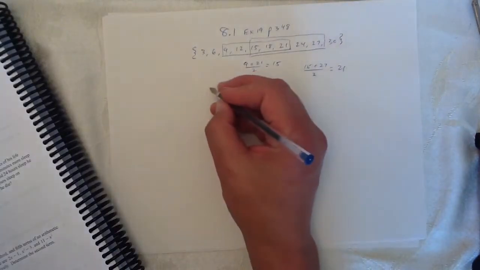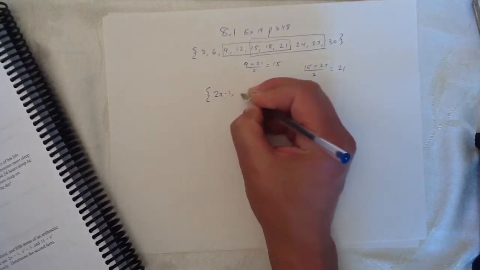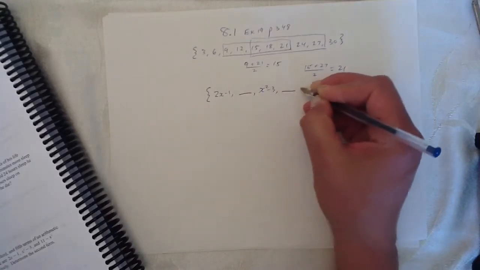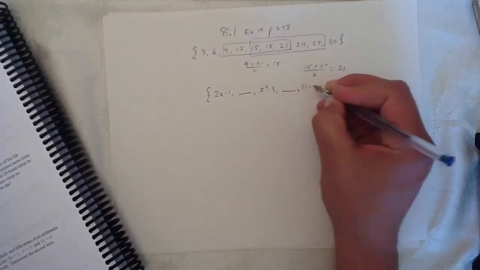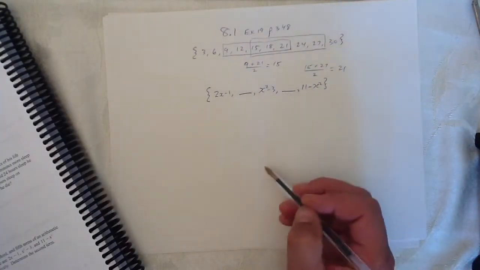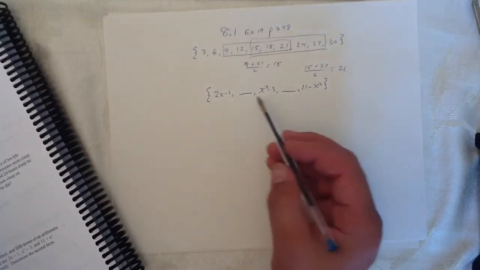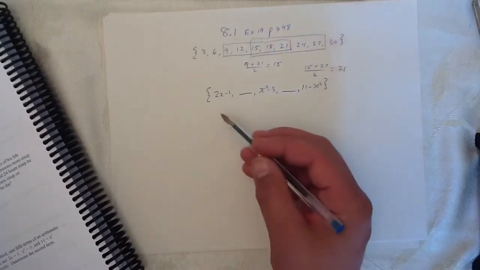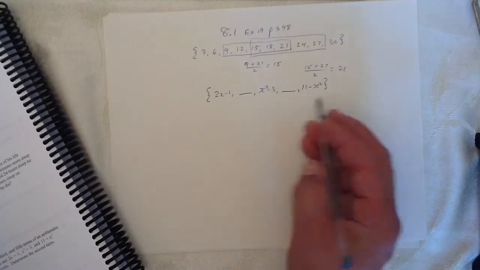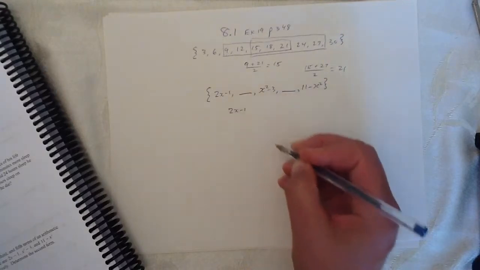So if they give us the first, third, and fifth term, the first term being 2x minus 1, the second term unknown, the third term being x squared minus 3, the fourth term unknown, and the fifth term being 11 minus x squared, I should be able to take this one, add it to this one, divide by 2, and equal that one. And that should give us the basis to solve for x. And once we've solved for x, we should be able to plug it in here, come up with d, and come up with what should show up here, and what should show up here, but they're not asking for that.